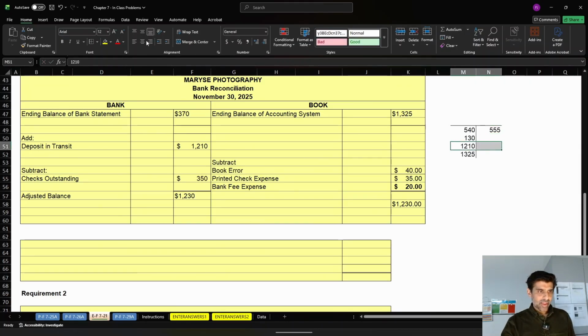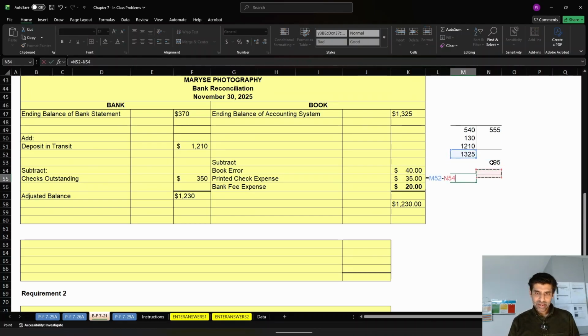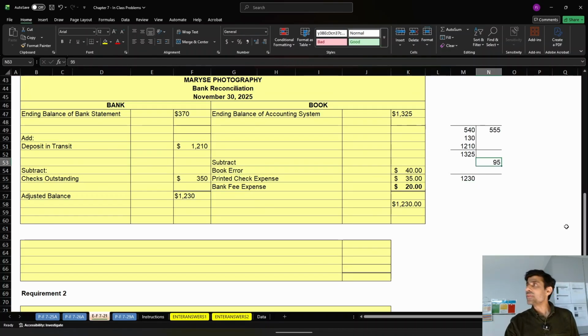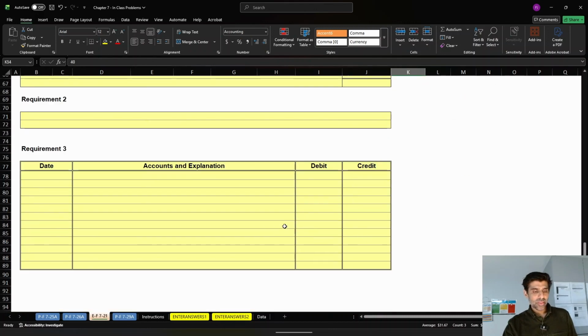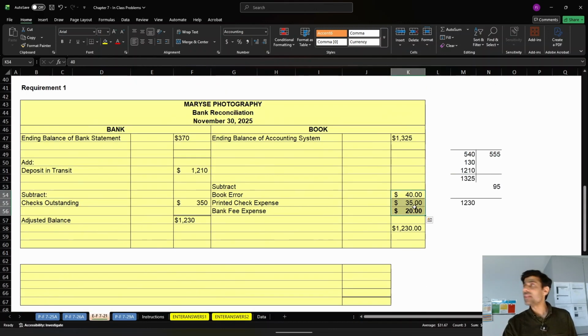Okay, so if I do this, this is the state of my accounting system. But we know that it actually should be this, right? So we need a total of 95 credit, because if we did that, we would get to the right balance. Okay, so where are these credits going to come from? We need to do 3 journal entries because the total of this is 95. Okay, so they're all going to be credits to cash, all 3 of these.